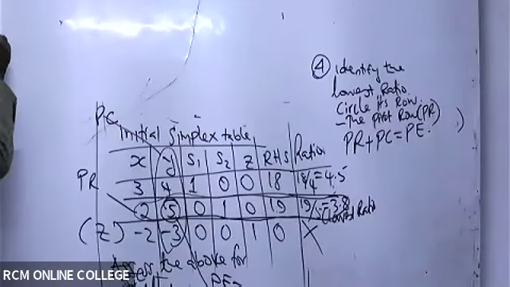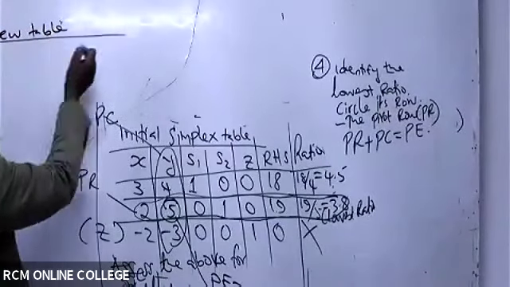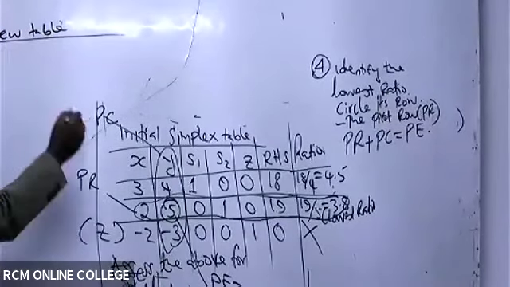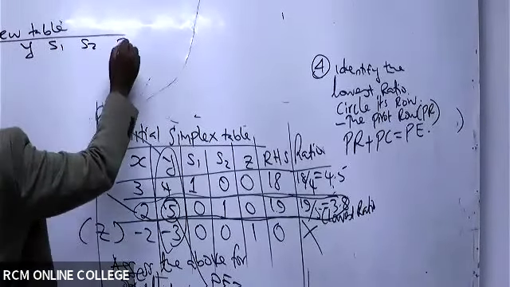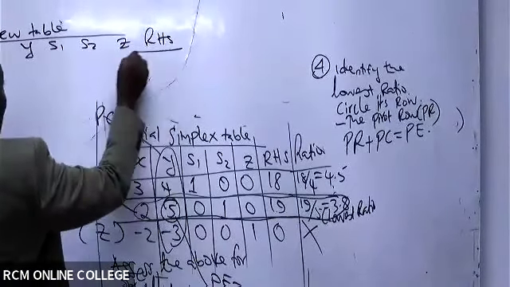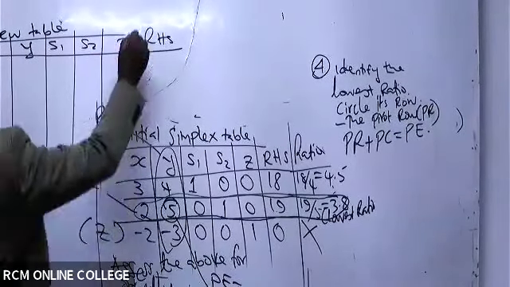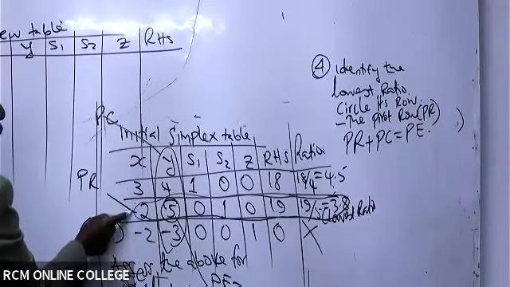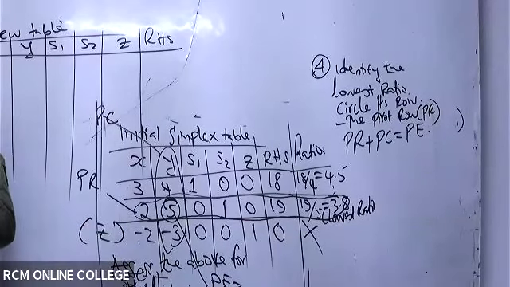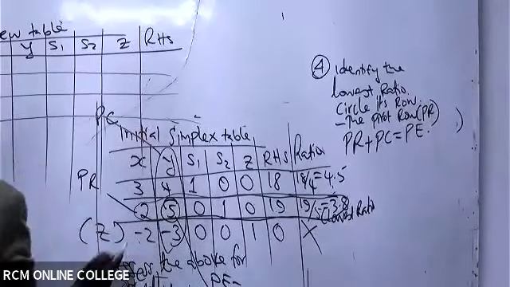Now let's do a new table. In this new table, we have our usual X, Y, S1, S2, we have Z, we have the right-hand side. Remember, our original table has 1, 2, 3 rows. We should also have 3 rows here: 1, 2, and 3, like that.